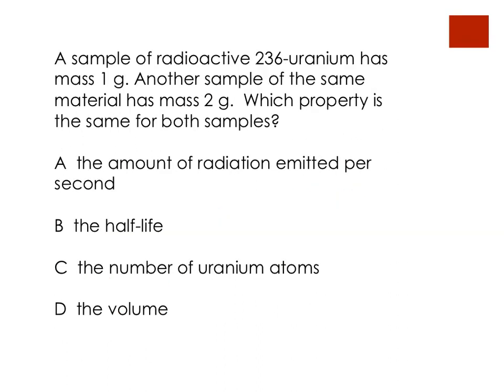Let's see if you understand how things are changing. A sample of radioactive uranium-236 has a mass of 1 gram. Another sample with the same material has a mass of 2 grams. Which property is the same for both samples? Pause, think about it, and come up with an answer.